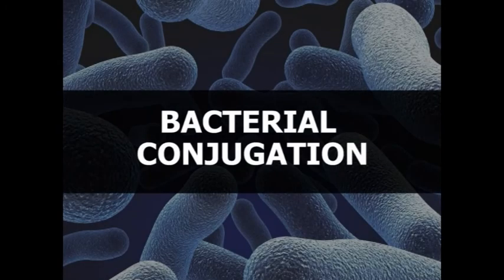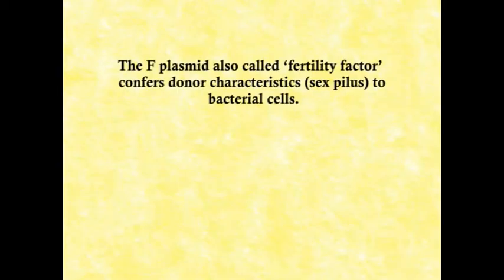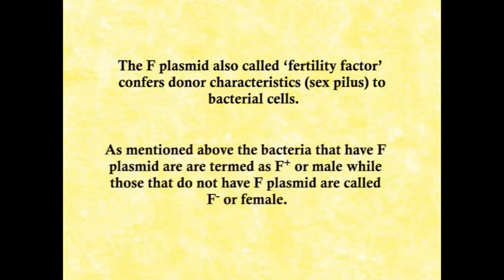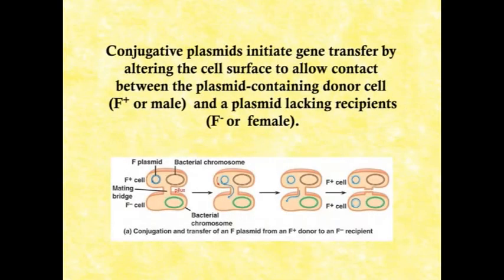So now we'll see bacterial conjugation. The F plasmid, also called the fertility factor, confers the donor characteristics, that is the sex pilus, to the bacterial cells. As mentioned above, the bacteria that have the F plasmid are termed F positive or male, while those that do not have this F plasmid are called F negative or female.